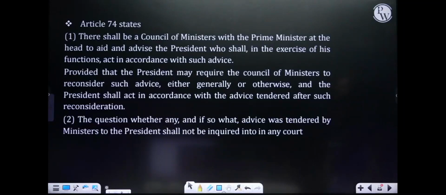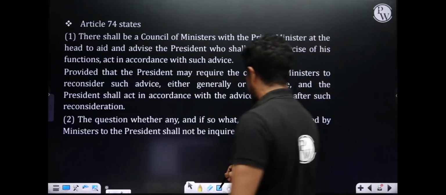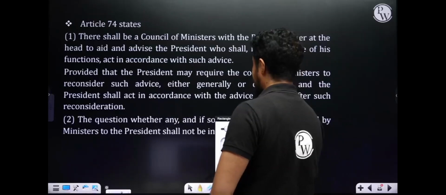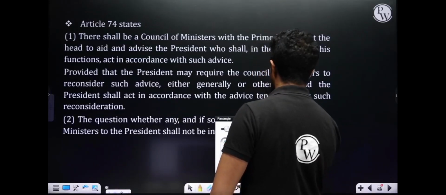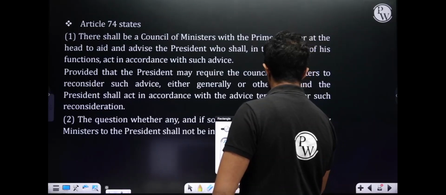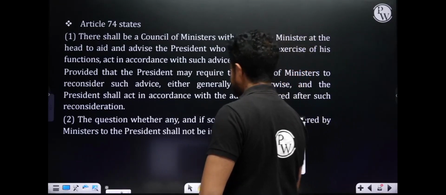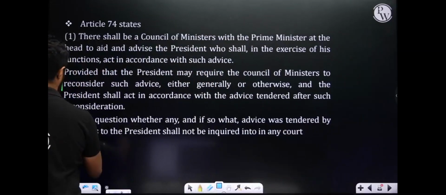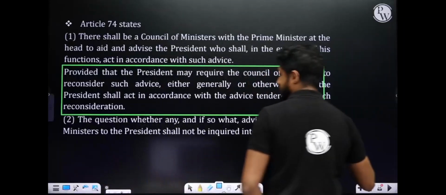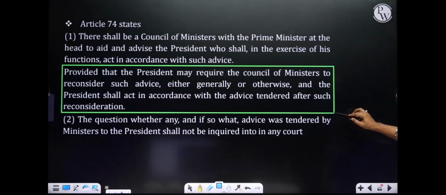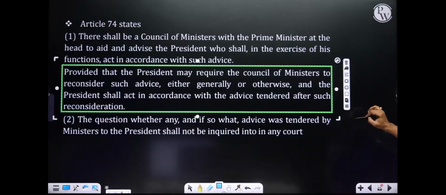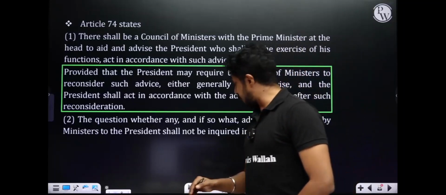Article 74 states there shall be a Council of Ministers with the Prime Minister at the head to aid and advise the President, who shall in the exercise of his functions act in accordance with such advice, provided that the President may require the Council of Ministers to reconsider such advice either generally or otherwise, and the President shall act in accordance with the advice tendered after such reconsideration. The question whether any, and if so what, advice was tendered by the ministers to the President shall not be inquired into in any court. Matlab, after the 44th Amendment.